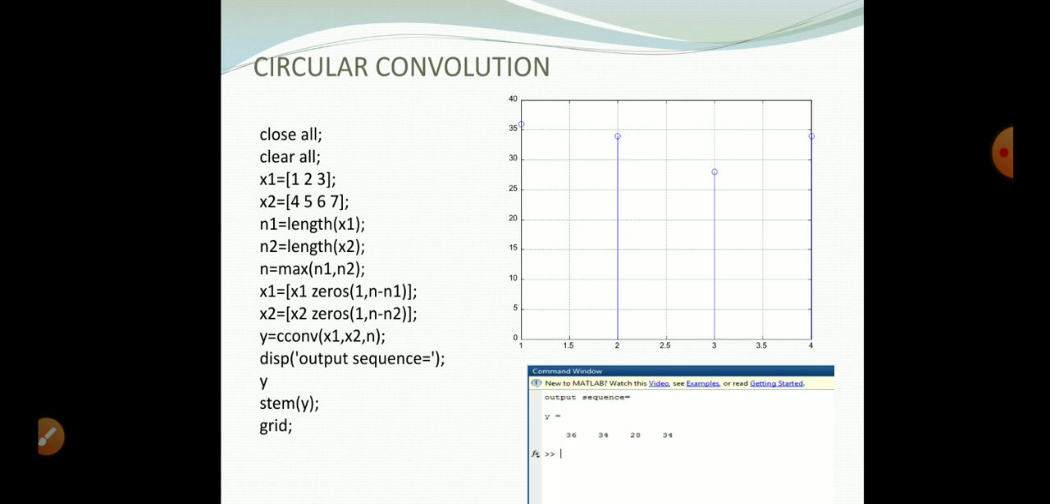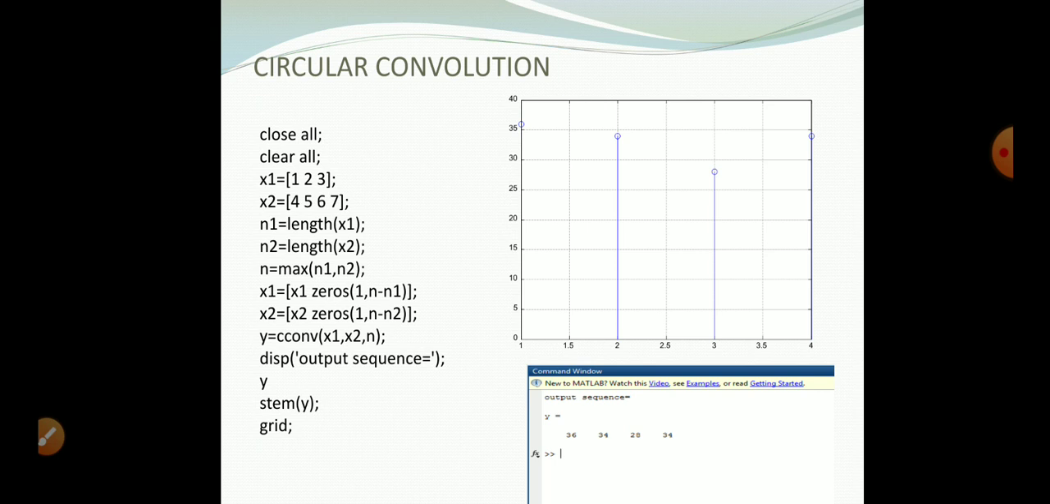Then n1 is the length of x1 and n2 is the length of x2. Small n is the maximum of n1 comma n2, which means here we are taking the maximum length of n1 or n2.